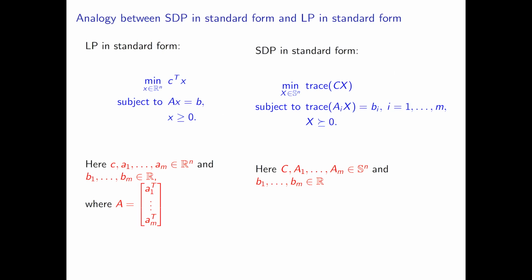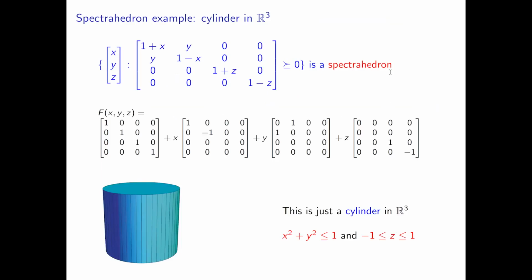Now let's see some interesting pictures. There are beautiful papers on this subject written in the Notices of the American Mathematical Society, which have all these lovely pictures. So let's look at some examples of spectrahedra. So here is a cylinder, and a cylinder is an example of a spectrahedron.